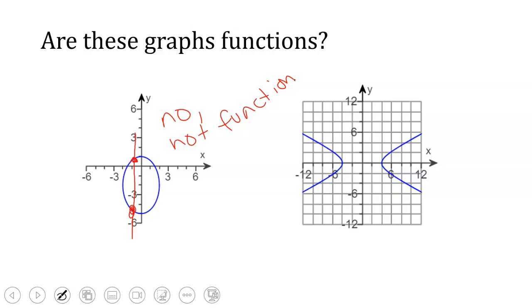Okay, so let's look at the next one. Draw your vertical line test. Is it 1 or 2 points touching? It is 2. So that means this is not a function, because it touches twice on the vertical line test. If it touched once, then that means it would be a function.